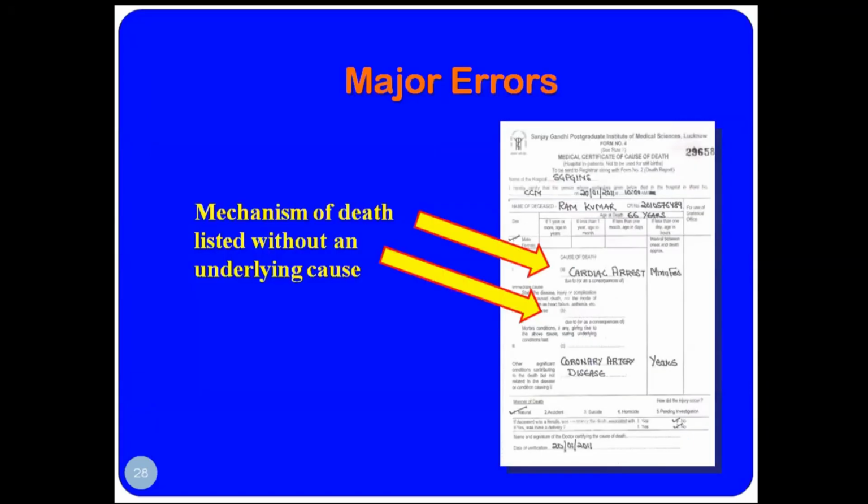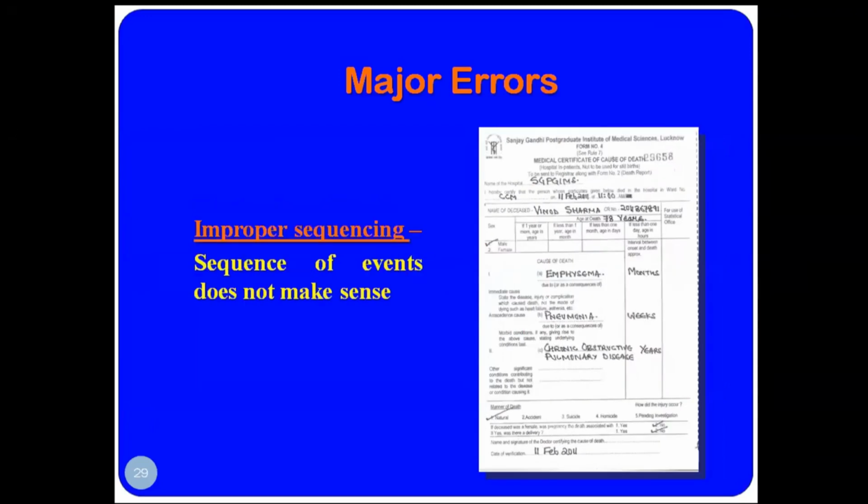Now, if you look at some of these death certificates, and these are some of the certificates from my old department. Mechanism of death is listed without an underlying cause of death. So nothing is there. Just cardiac arrest, minutes, nothing is written over there. So this becomes a major error.